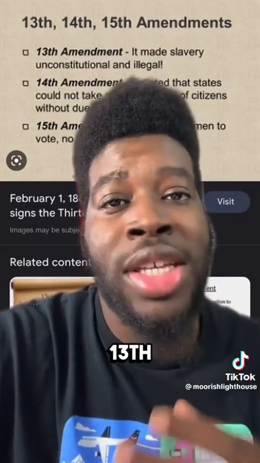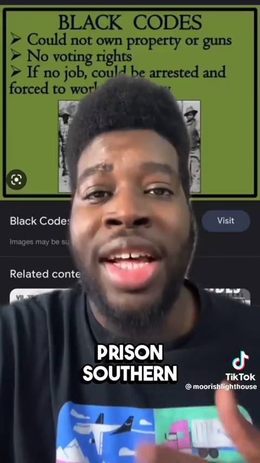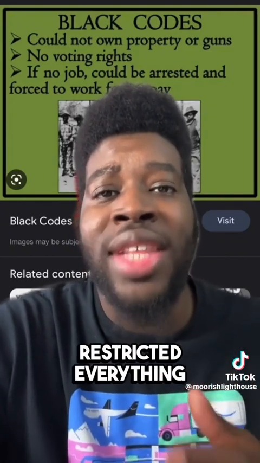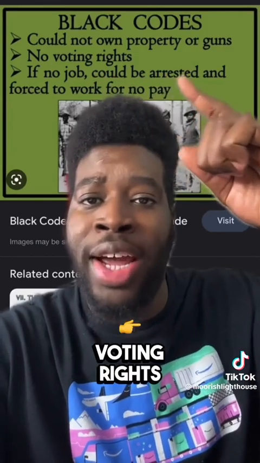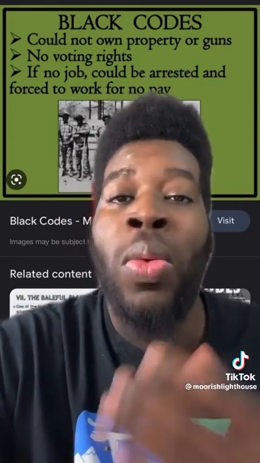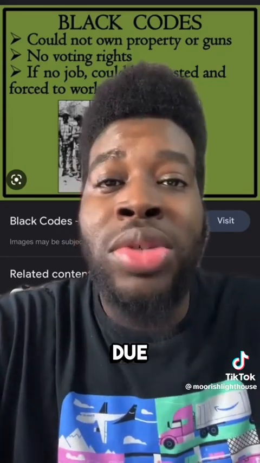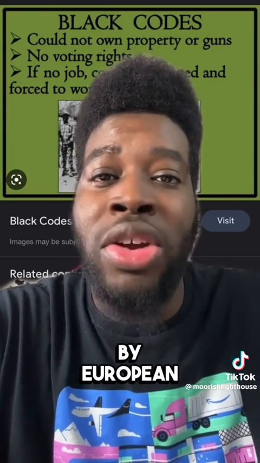After the passing of the 13th Amendment, which made slavery unconstitutional and illegal, except if you're in prison, Southern states quickly enacted black codes. These black codes severely restricted everything that we could do. We could not own property or guns, we had no voting rights, and if we didn't have a job, we could be arrested and forced to work for no pay, which took advantage of the 13th Amendment loophole and essentially put you right back into slavery.